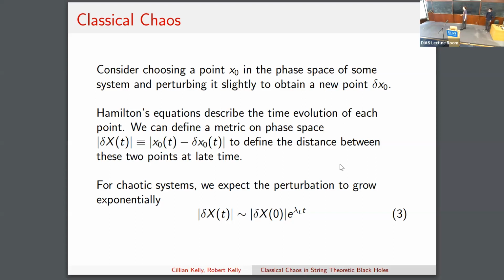And for a chaotic system, we expect the behavior to grow exponentially over time. So we see that the distance at a later time between the 2 points should be of the order of the initial distance times some exponential growth. And you see here we have the Lyapunov exponent that we've seen. So this is where these show up, and they quantify the rate of growth of this quantity here. So there's one more thing that I want to mention, which I will write for.